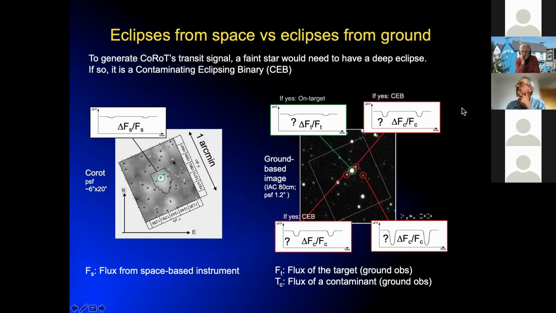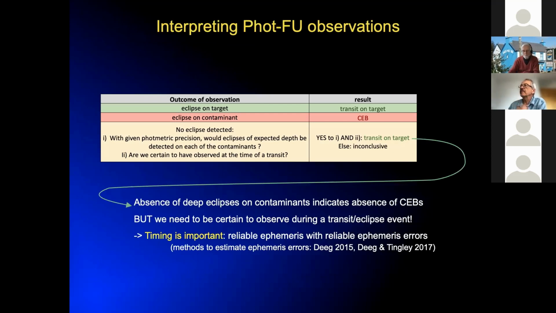But of course, if this one is correct, we have what we call a contaminating eclipsing binary, which is an eclipsing binary nearby to the target star that contaminates the flux of the target star. And it could be any of the other ones. So we have different potential outcomes from a photometric follow-up observation. We may have an eclipse on the target, and this is nice, and we know the transit is on the target. We may detect an eclipse on a contaminant, and then we also are certain that we have a contaminating eclipsing binary. These cases are closed.